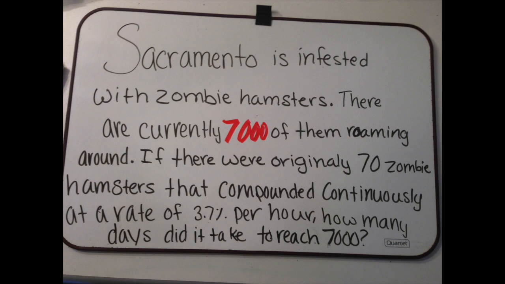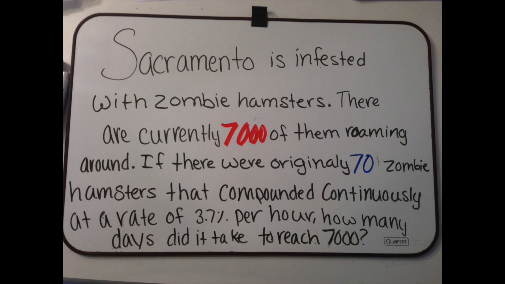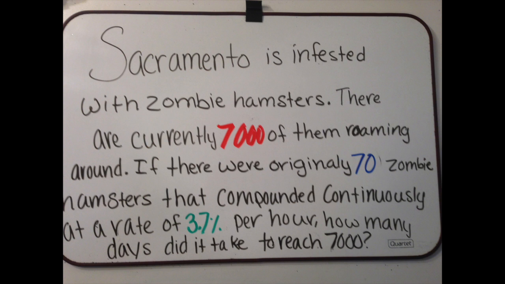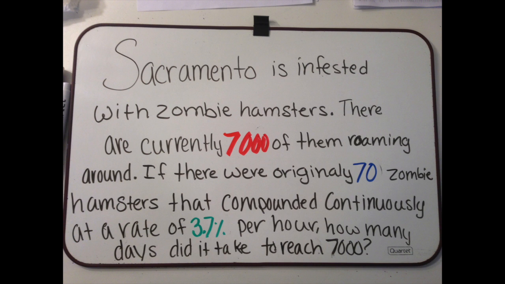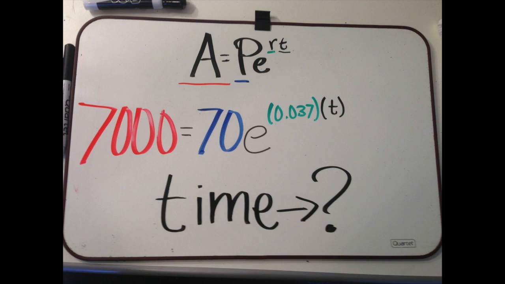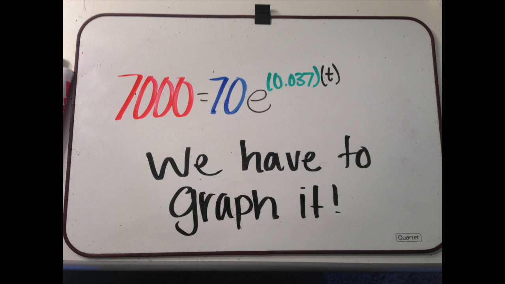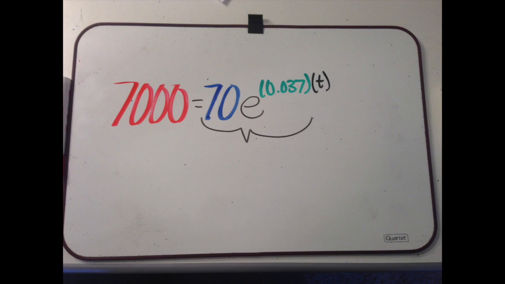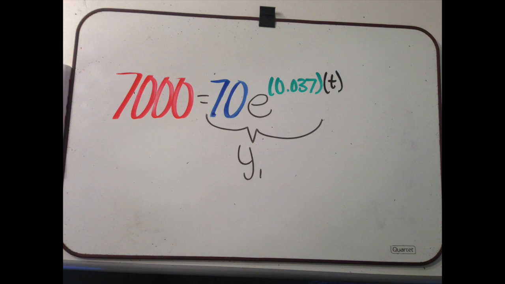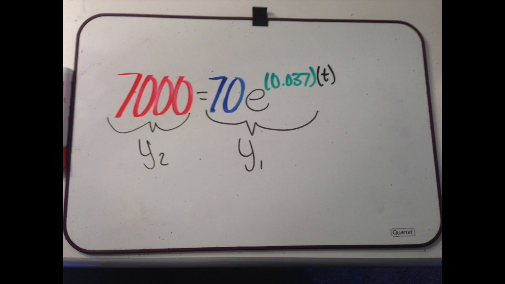So 7,000 is our amount, 70 is our principal, and 3.7% is our rate. So what's our time? Well, we are trying to find the time. You may be asking, how do we even solve for time? Well, we have to graph it. So this part of our equation will be y sub 1. And the other half of our equation, the amount, will be the y sub 2 part.